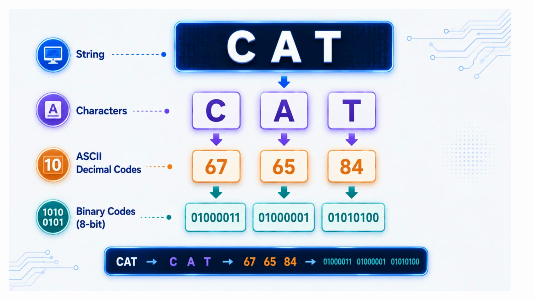Now let's see how a computer represents a string. Here we have the string cat. First, the string is separated into individual characters, C, A, and T. Each character has its own ASCII decimal code. C has the code 67, A has the code 65, and T has the code 84. These decimal codes can then be represented in binary. So, inside the computer, the text cat can be represented as a sequence of binary character codes. This is the important idea. A string is made from characters, and each character is represented using its own character code.